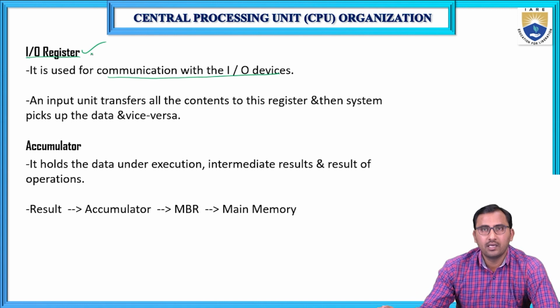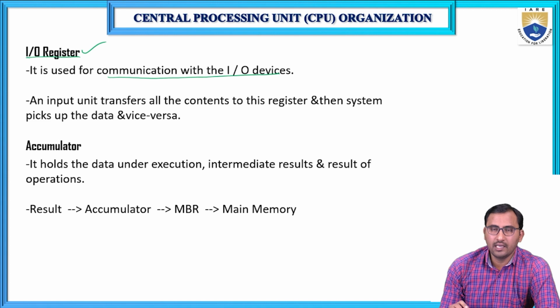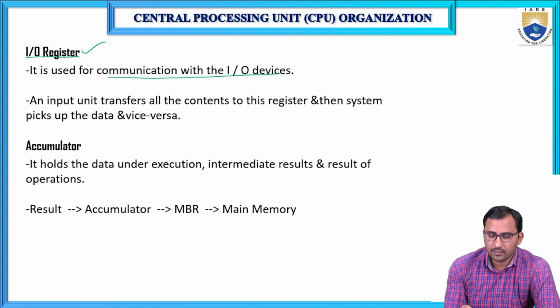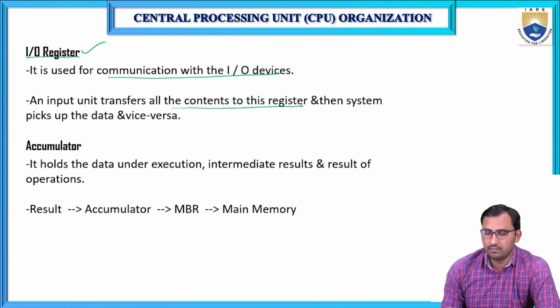Whatever input data comes from the input device will be stored in the input register. From the input register, the data will be taken by the CPU. Then it will process it, and then it will be given to the output devices. So mainly the IO register can be used to store data. An input unit transfers all the content to this register, and then the system picks up the data, and vice versa.